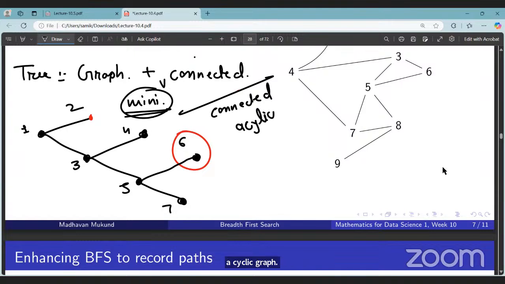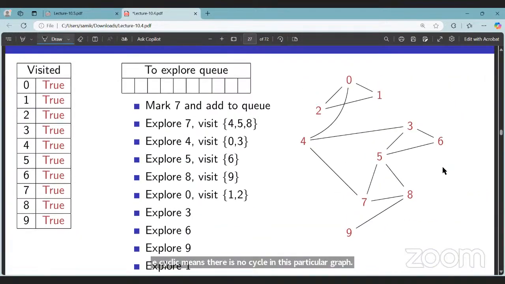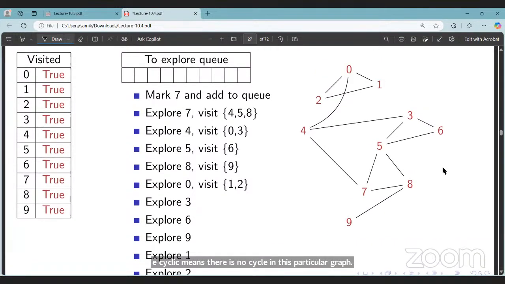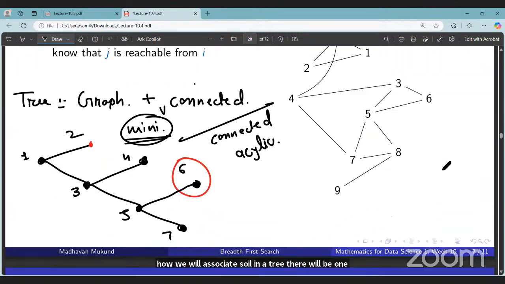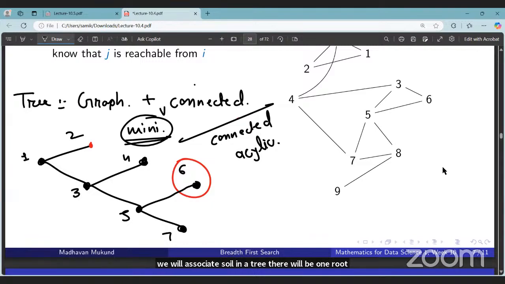Acyclic means there is no cycle in this particular graph. Such a graph is known to be a tree. Now for every BFS process, we can associate a tree to that particular BFS process. How will we associate it? In a tree, there will be one root. In this tree, you can take the root to be any vertex, it doesn't matter.